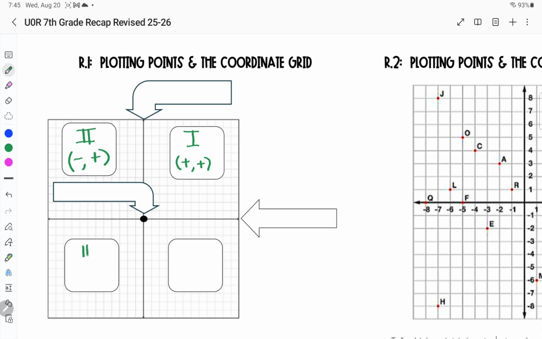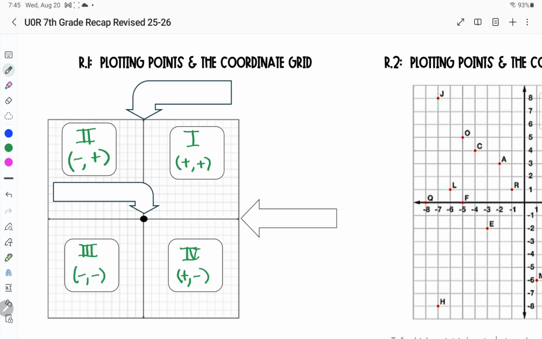This quadrant is quadrant 3. And both of these are negative. We go to the left and we go down. So these are negative, negative. And then our last one is going to be a positive X value. So quadrant 4 is a positive X value, but a negative Y value.